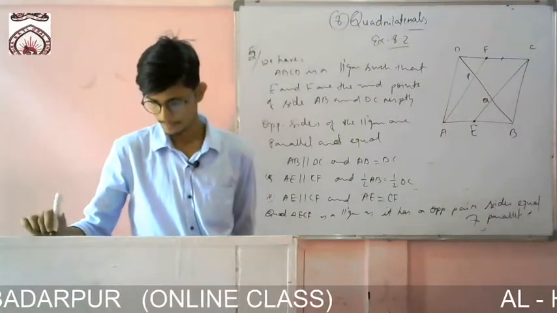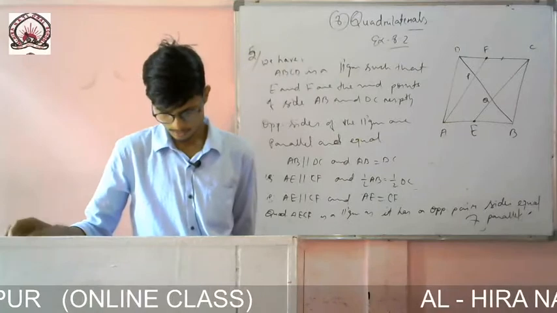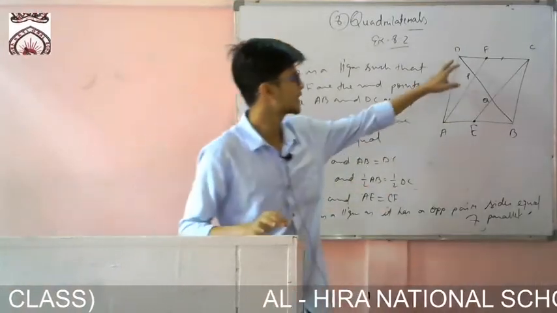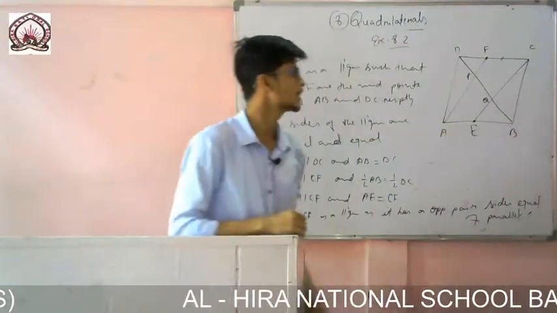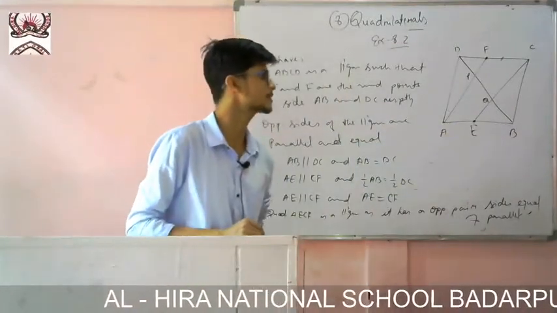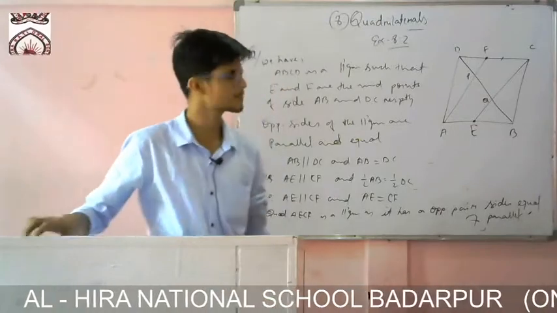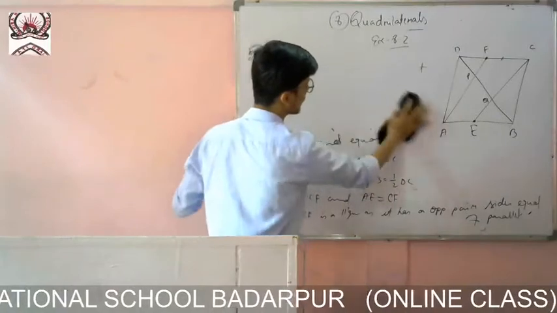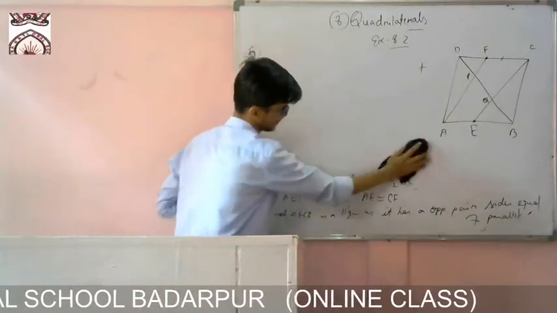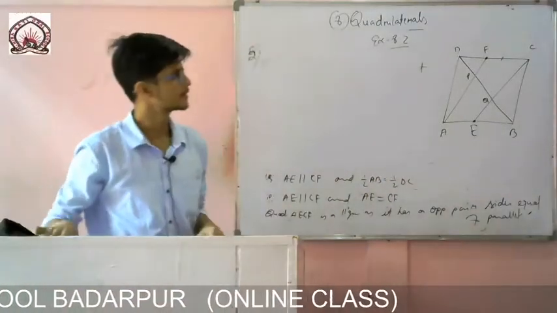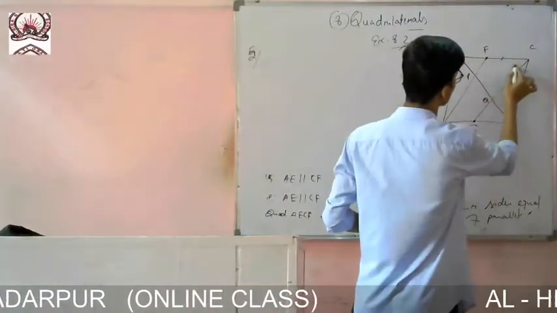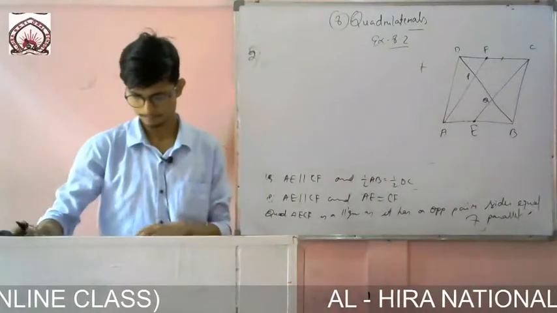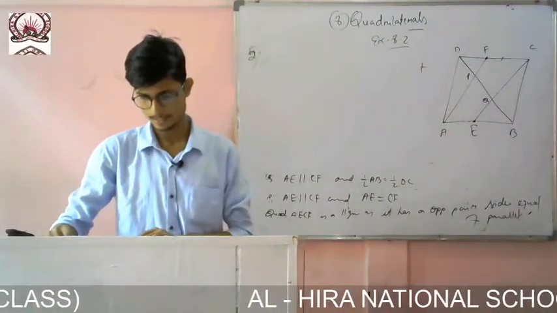But now the question is not to show that this is a parallelogram. Here our motive is to show that this line has been trisected into three equal parts by the lines AF and EC. That means I have to show that DP is equal to PQ is equal to QB. So we have shown that this figure is a parallelogram. Okay, this one is a parallelogram.